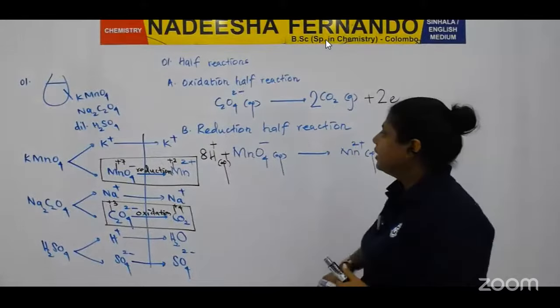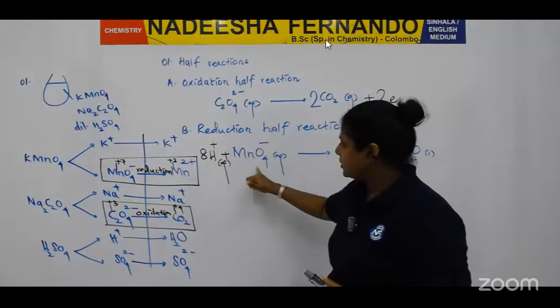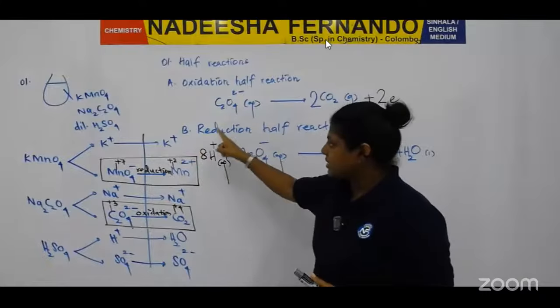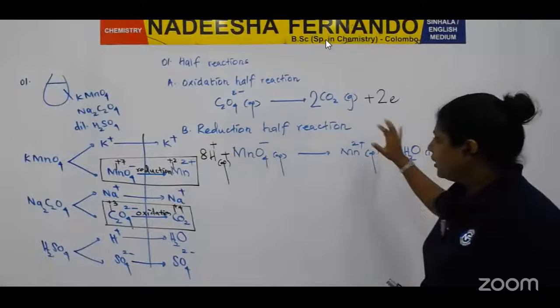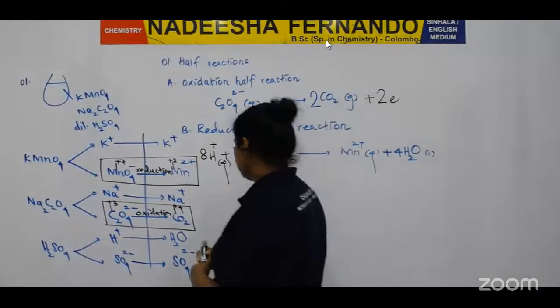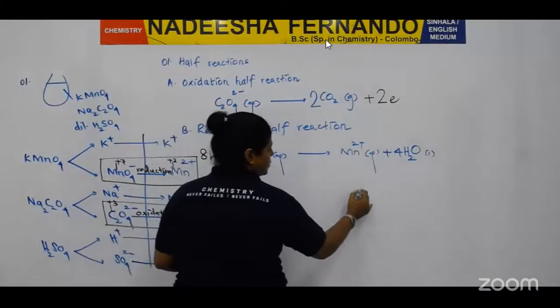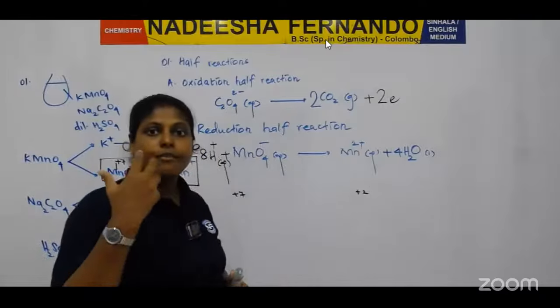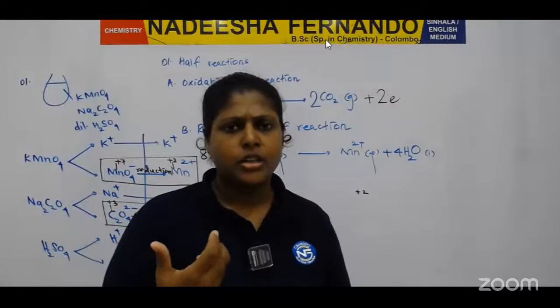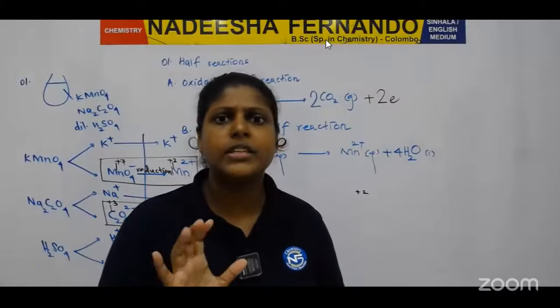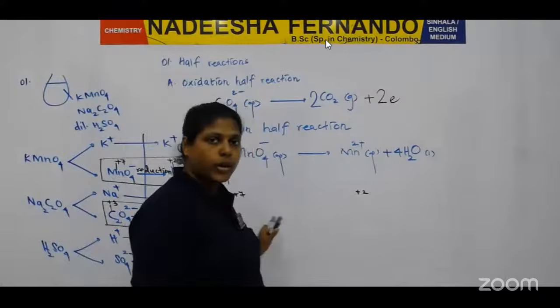Right then, here plus 8 minus 1, overall plus 7. Here plus 2, here 0. Now we have plus 7. Here plus 2. We have only electrons, and negative charge can be added only to the side where positivity is high. Here plus 2, here plus 7.